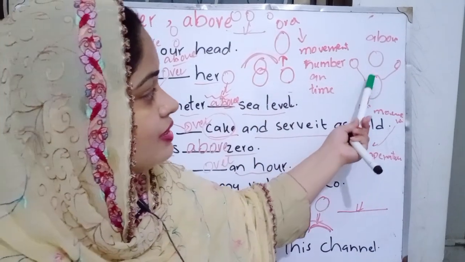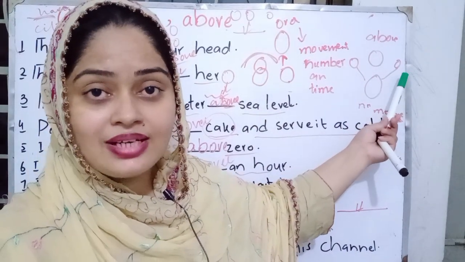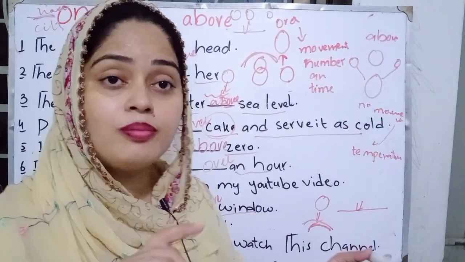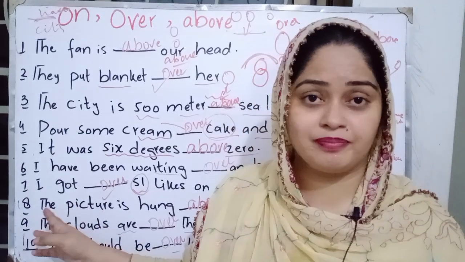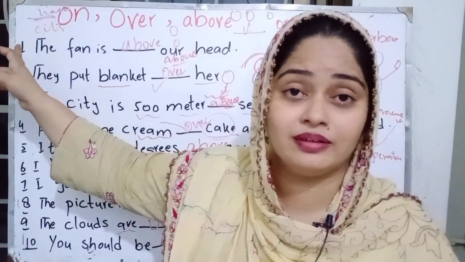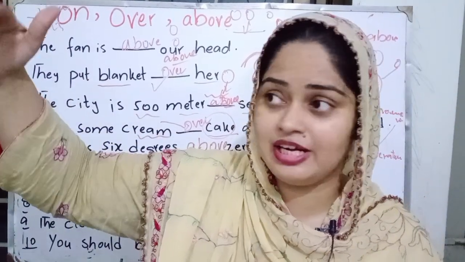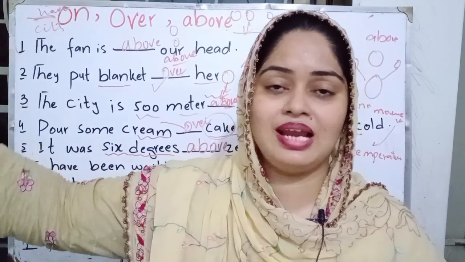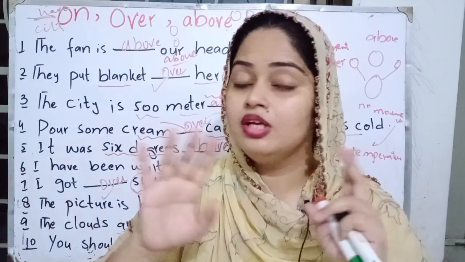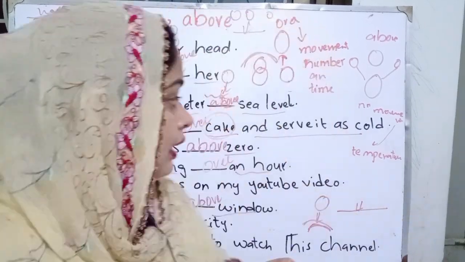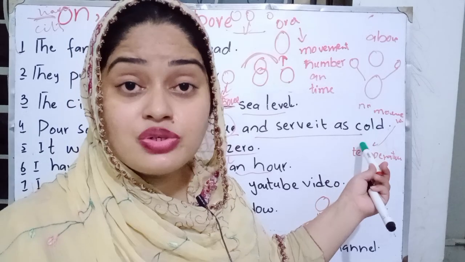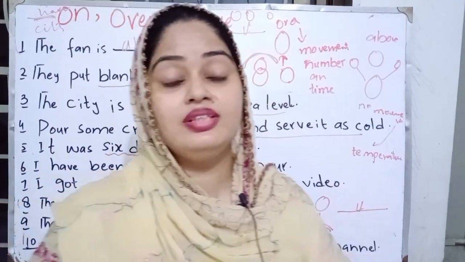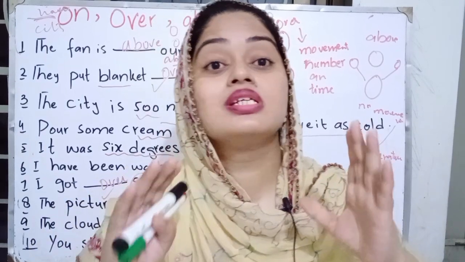But if something is just above, it is not directly above, it can be at the right and the left position, and it shows no movement, like the picture, like the hovering helicopter. It is still there. It is not showing any movement from left to right or right to left. No movement, then above. Above is also used with temperature. Over is used with number and time, and with age you can also use above.